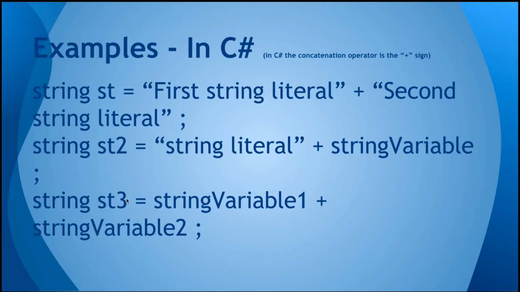So here are some examples in C#. In C#, the concatenation operator is the plus sign. So we have a first string literal plus a second string literal, a string literal plus a string variable, and a string variable plus a string variable.